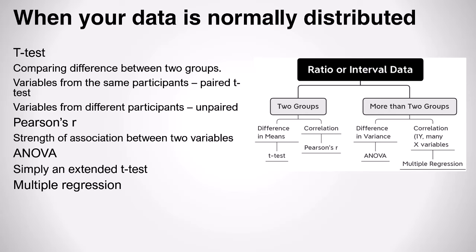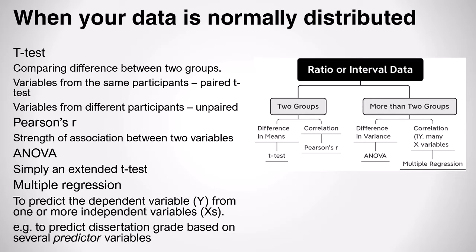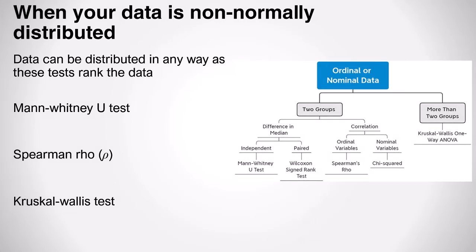And using regression, you can enter those predictor variables and try and determine the dependent variable from one or more independent variables, so predictor variables. And you can work out a model to predict things based on that. But it's probably unlikely that any one of you will do multiple regression in that manner.